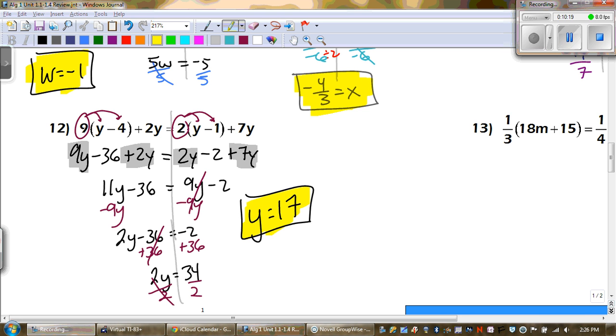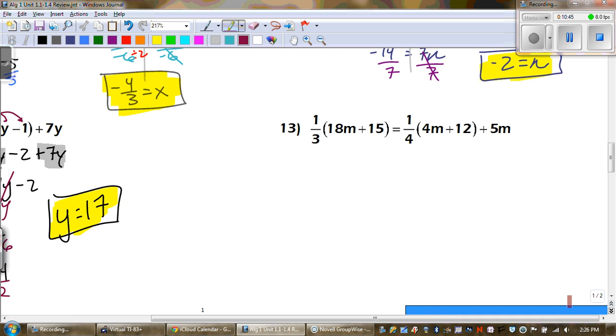Okay, and when you're done, after you combine like terms, I got 11y on one side and 9y on the other. Subtracted the smaller and got 2y. Just get the 36 to the other side and then divide by 2. So we get y equals 17.